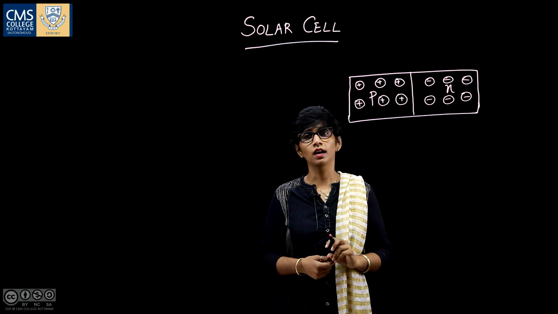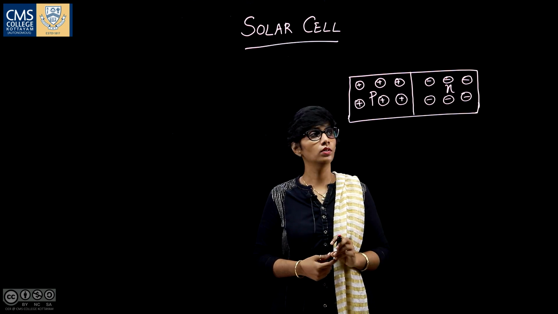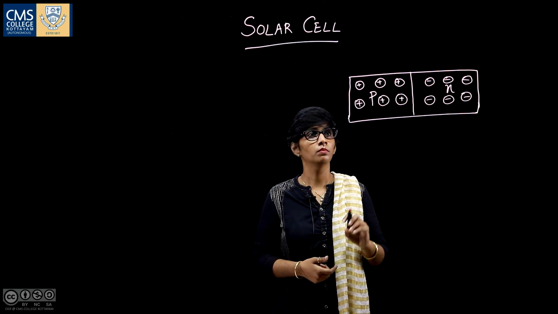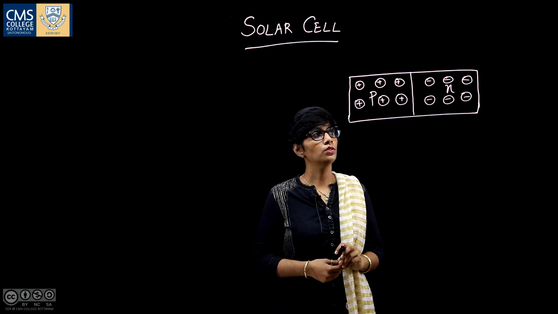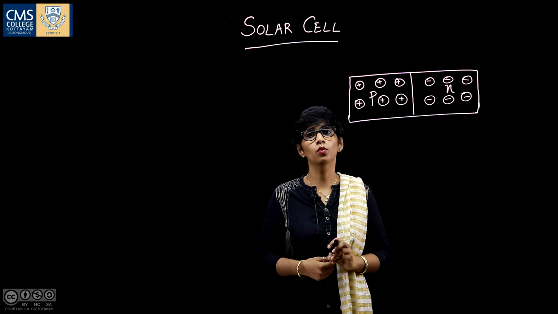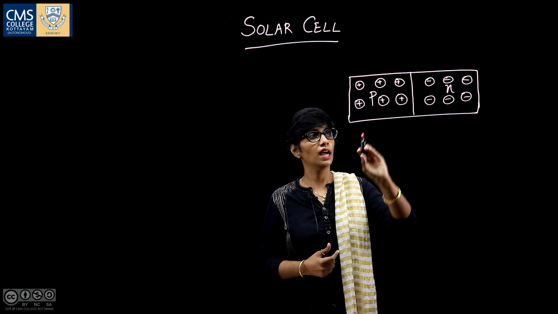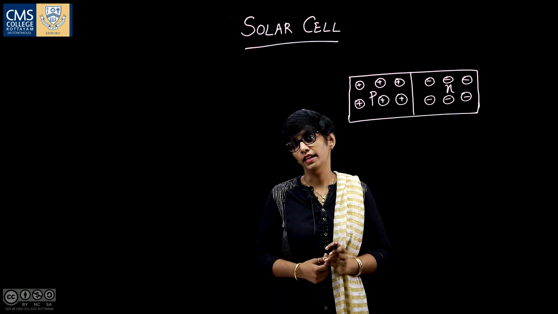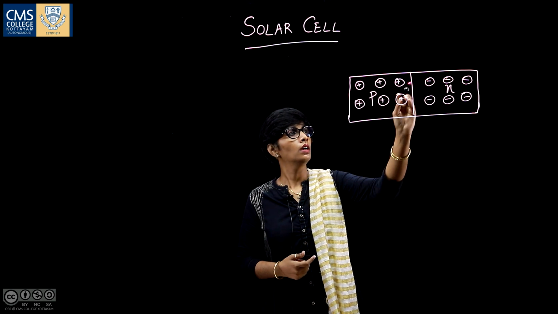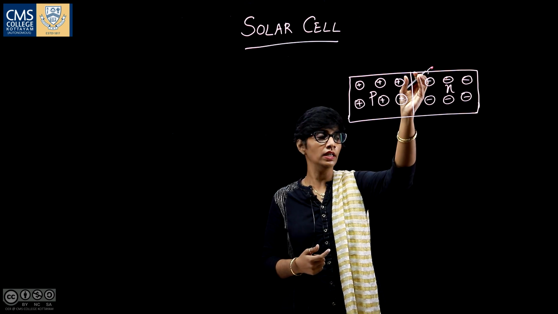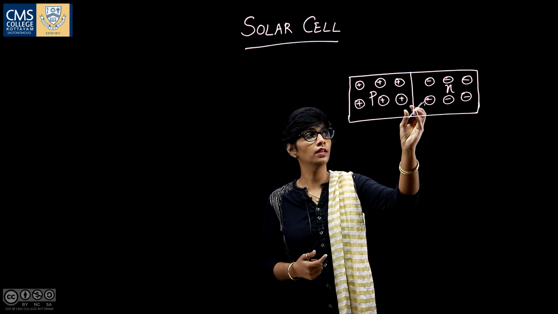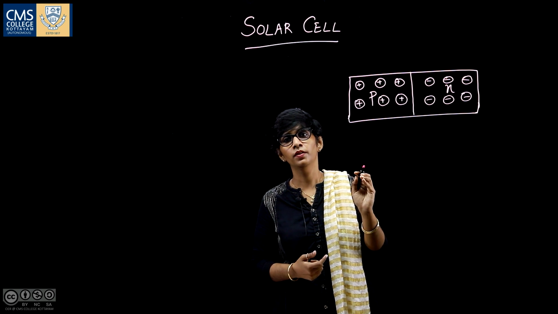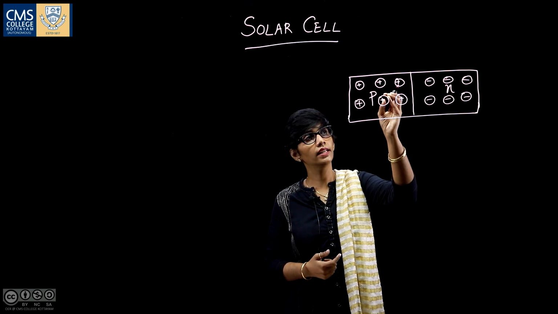So what happens now? The excess electrons from the N side start diffusing to the P side. And so what happens? They recombine with the holes on the P side. So what happens near the junction? Immobile ions are created. Near the junction on the N side, positive ions are created, and similarly on the P side, we can see negative ions.